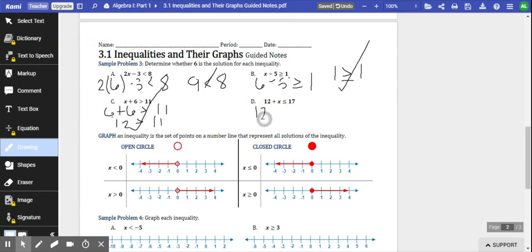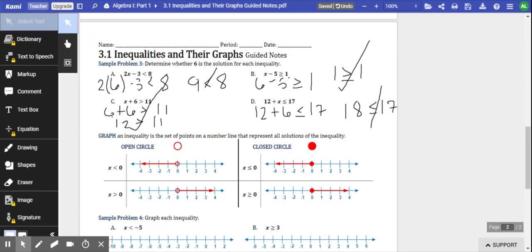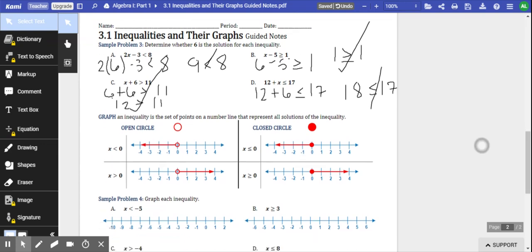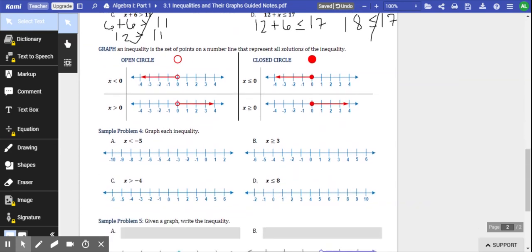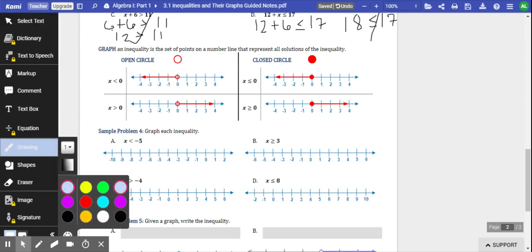And I have 12 plus 6 less than or equal to 17. So 12 plus 6 is 18, less than or equal to 17. That does not work because 18 is not less than 17. So those are like equations we did before, where we just plugged it in and saw if it worked. All right, this is kind of a different part.